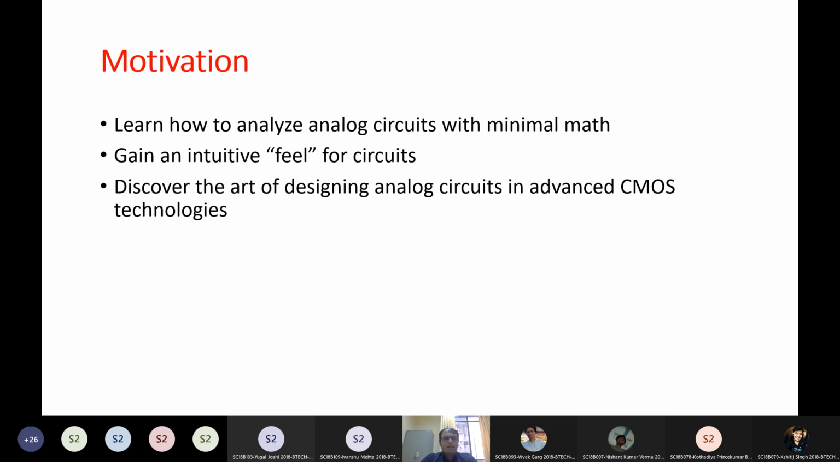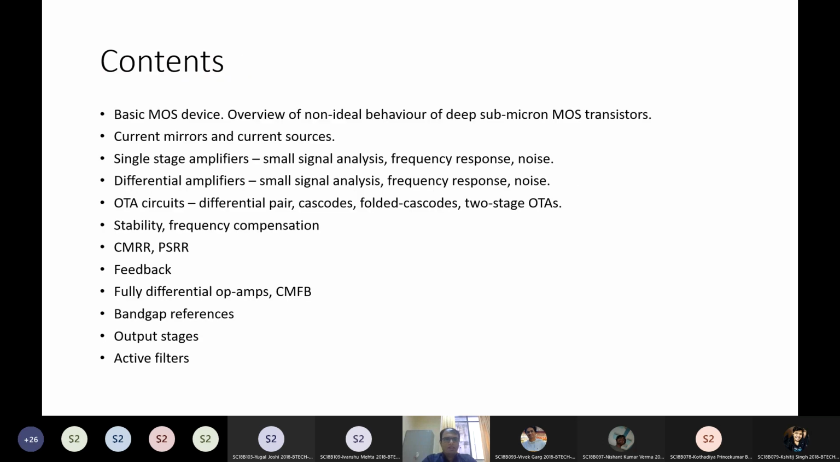Now, I also would like to touch upon trying to design these analog circuits in advanced CMOS technology, which includes things like 16 nanometer FinFET or 14 nanometer FinFET or even lower. These are the contents, and basically we will start with the MOS device and go through all these different things. So at the end of the course, you should be able to design an op-amp for any given specification.